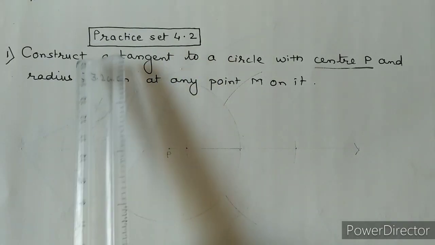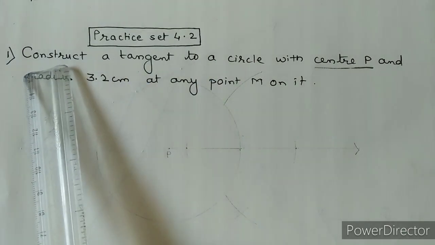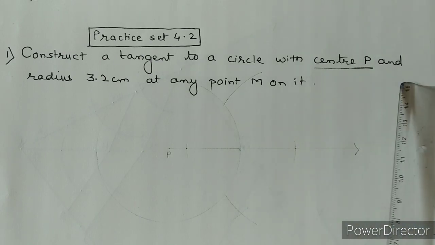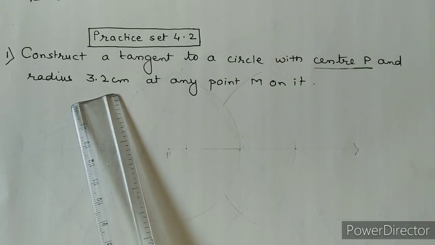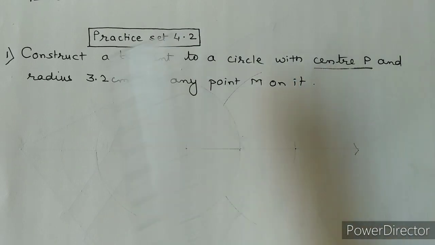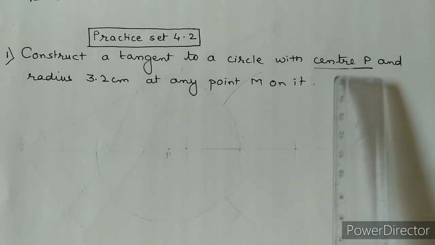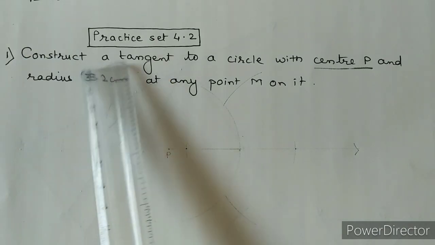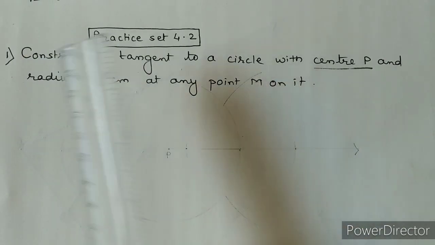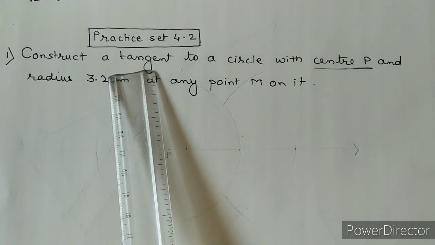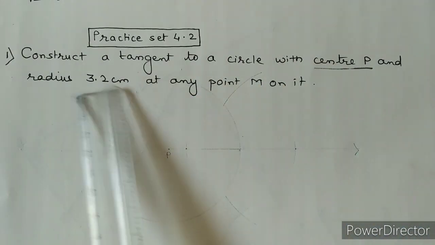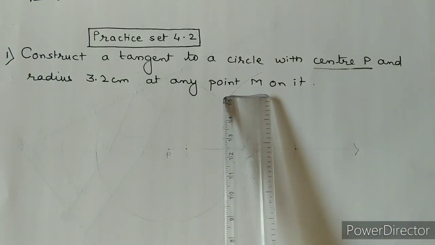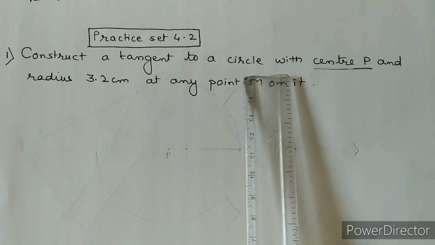This is first example from practice set 4.2. Construct a tangent to a circle with center P and radius 3.2 centimeter. That means you have to draw a circle of radius 3.2 centimeter and center of the circle is P. Construct a tangent to this circle. We have to construct a tangent to a circle with center P and radius 3.2 centimeter at any point M on it. That means we have to take point M on the circle.